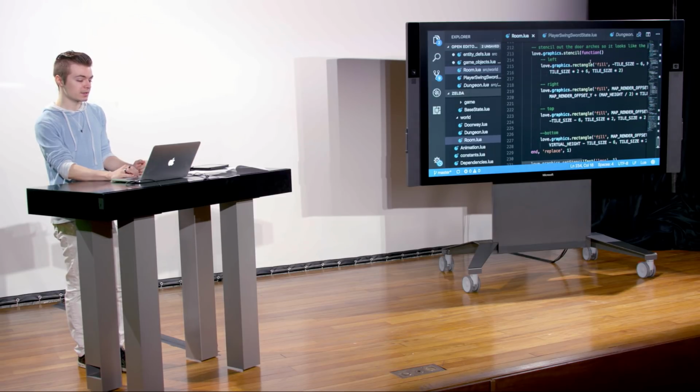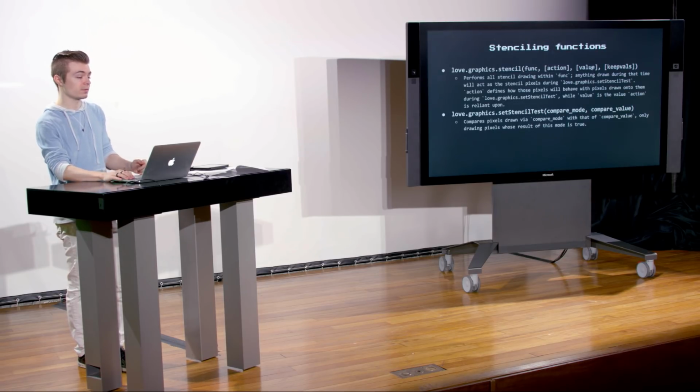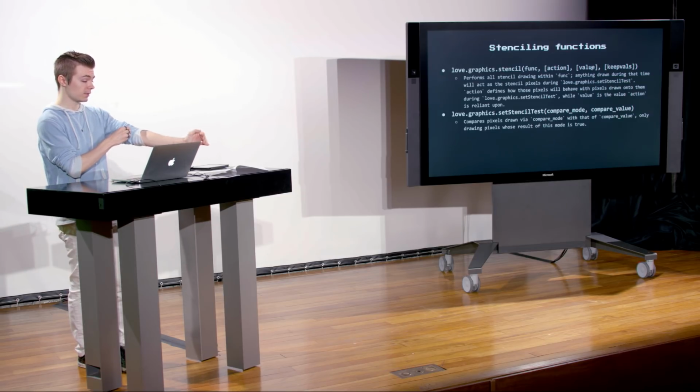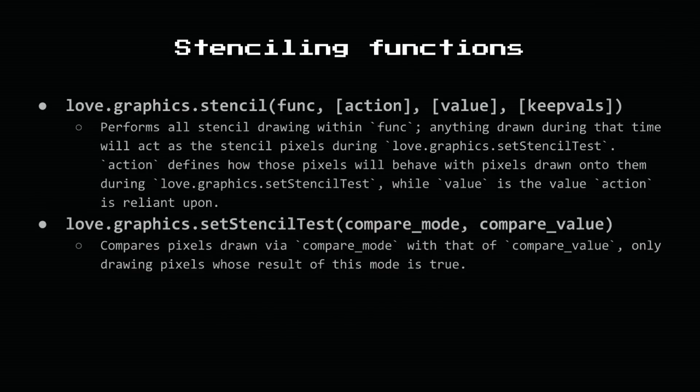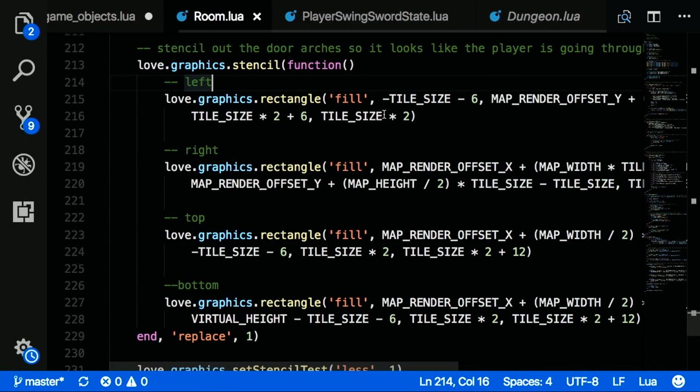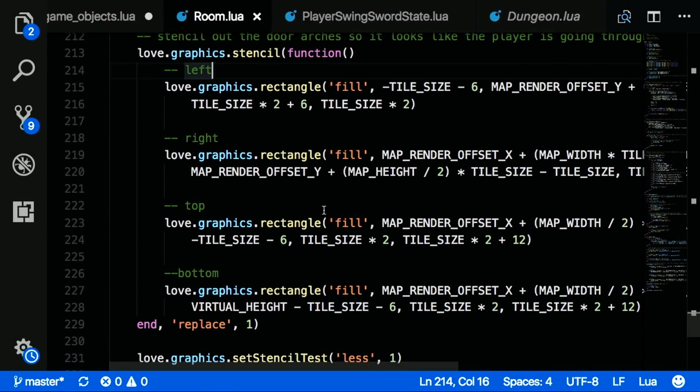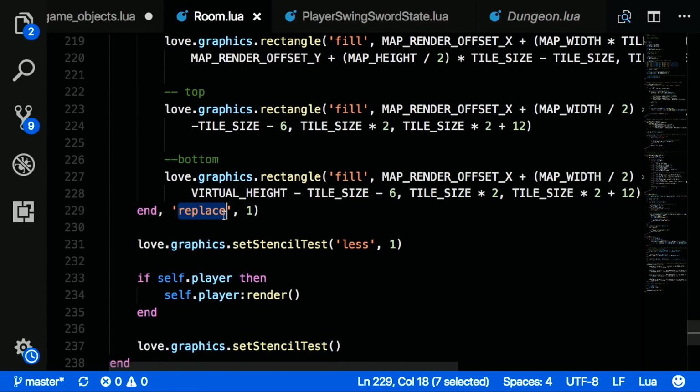So lines 213 to 229, recall, are a stencil function. The couple functions in particular that you need to use are love.graphics.stencil, which draws the stencils, and then love.graphics.setStencilTest, which compares the stencil values to some value and draws them whether or not that condition is true. So we have our function here, which draws 4 rectangles. Those are all the archways. It replaces any pixels that get drawn to those rectangles with the stencil value 1. So a stencil value is just like a hidden value that determines whether an image will get drawn if it's being stenciled or not.